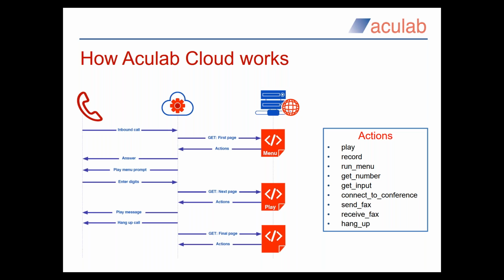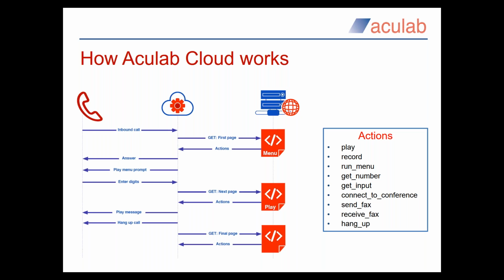When the inbound call is received by Collab Cloud, a request is sent to the server hosting the telephony application asking what actions to perform. In this case, we want to play a prompt and request a caller enters some digits.